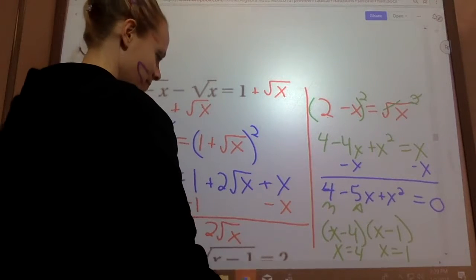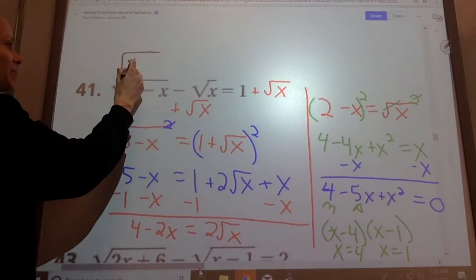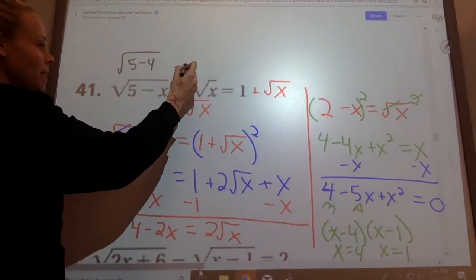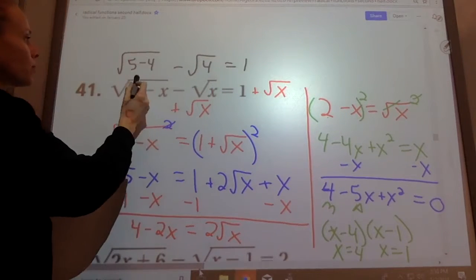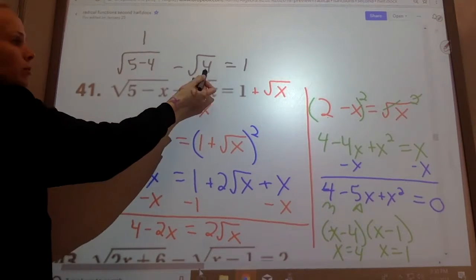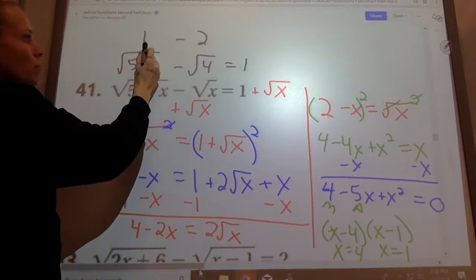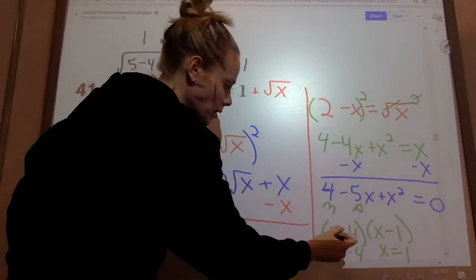Billy Mays here. Man, these get fun, but wait, there's more. All right, so 5 minus 4 minus the square root of 4, does that equal 1? Well, 5 minus 4 is 1. The square root of 1 is 1. What's the square root of 4? Does 1 minus 2 equal 1? No, that one doesn't work.